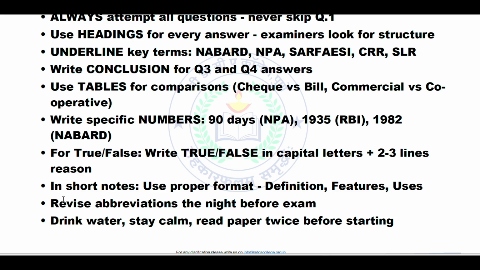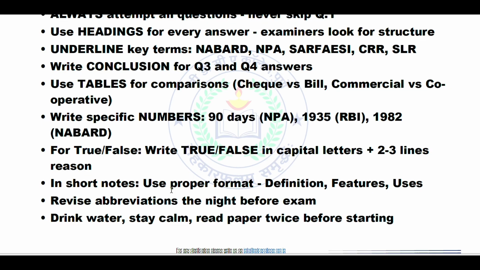Revise abbreviations on the last night before the examination. Drink water, stay calm, and read the paper twice before starting. Also, as I told you, this paper will be in two languages, Marathi and English, to give you an idea about the questions. Just drink water, stay calm, and write your paper. Okay.